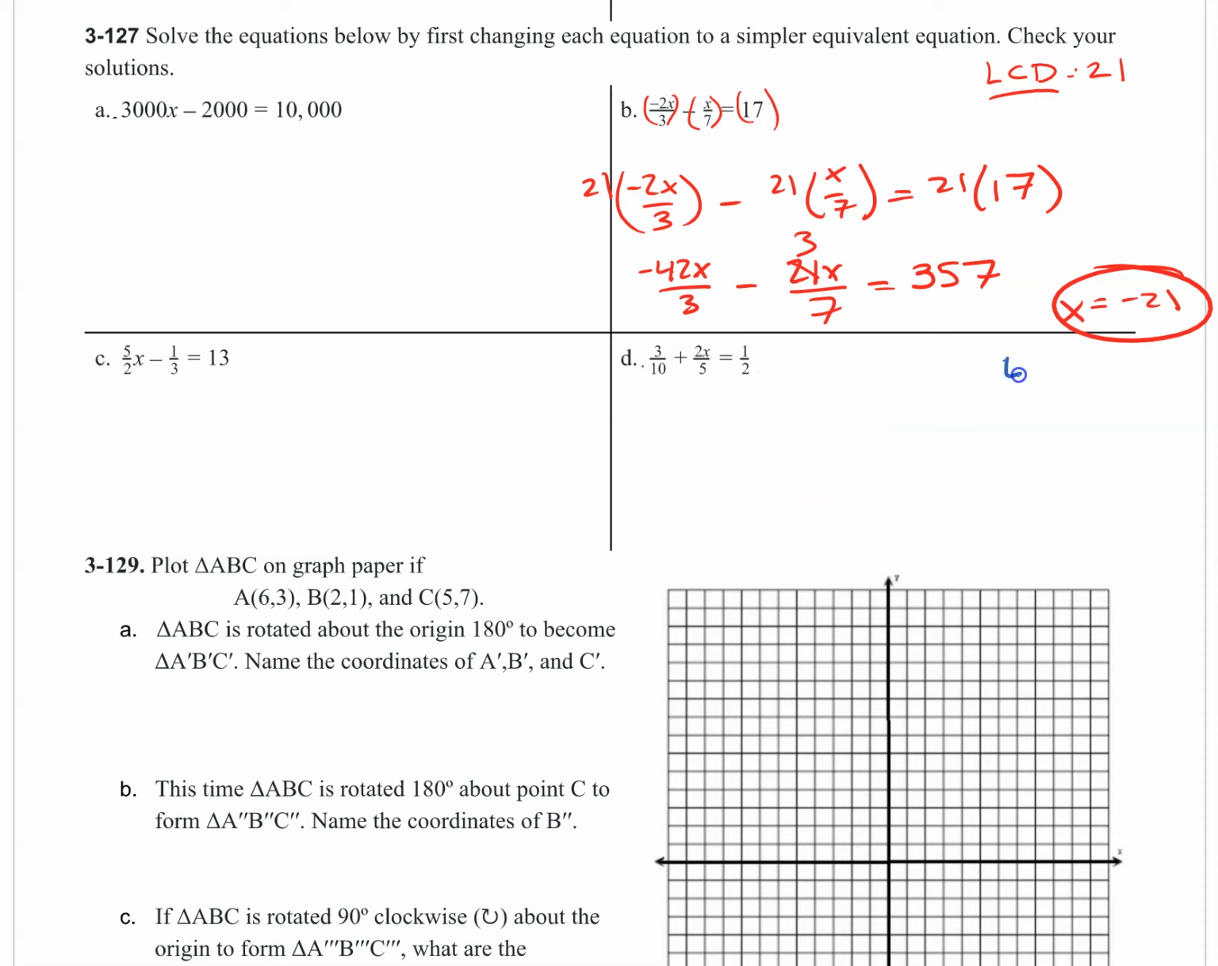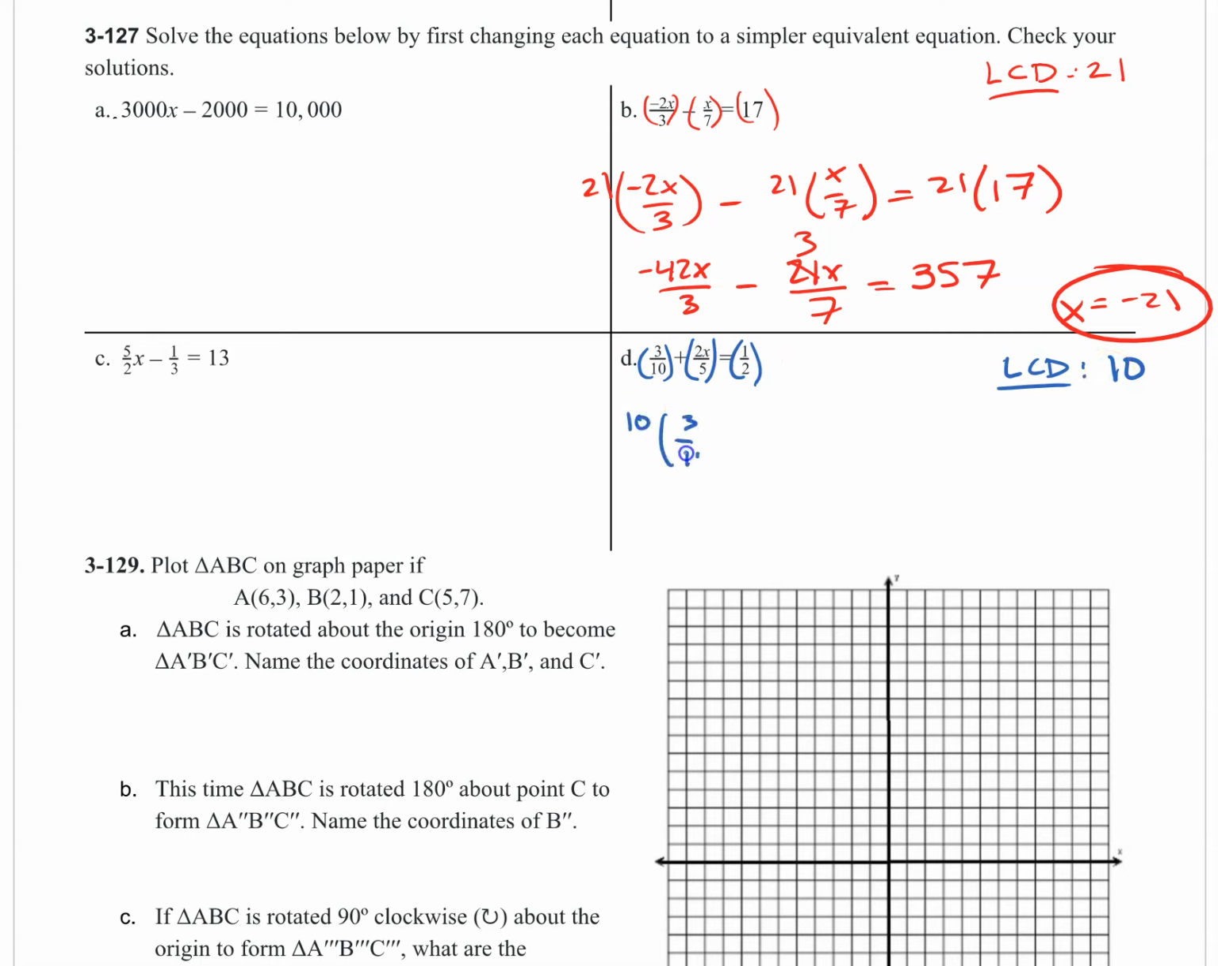For D, we have 3 fractions. Let's find the LCD. 10, 5, and 2. 10, 20, 30, dot, dot, 5, 10, 15, 20, dot, dot, dot. 2 I think is going to hit 10. 2, 4, 6, 8, 10, 12, dot, dot, dot. So the first number they have in common, the least common denominator, is 10. So what does that tell us? That tells us we need to take each fraction and multiply it by 10.